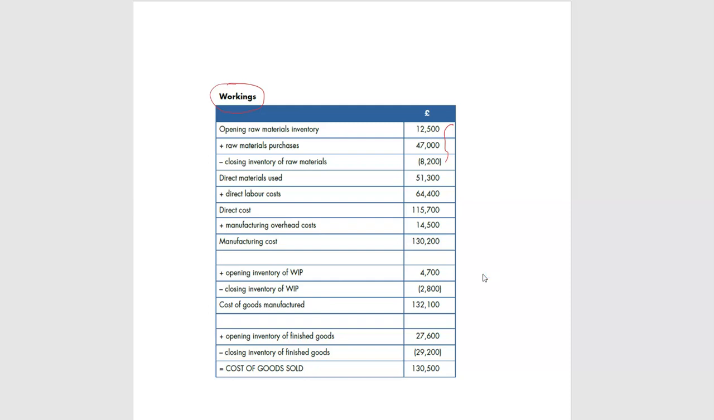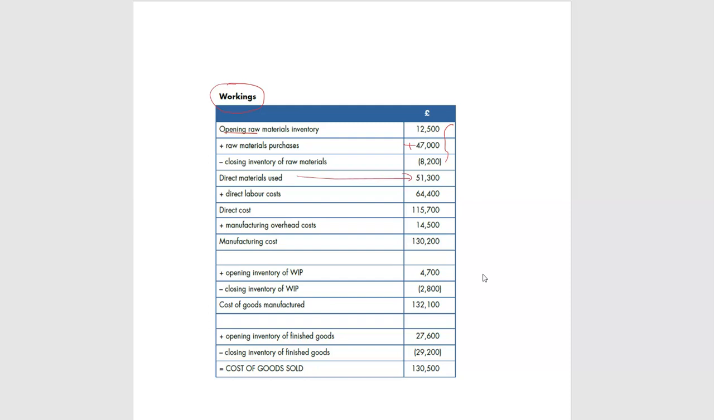So that gives me the direct material used. At the beginning I already had this material opening, which comes from the last period. I also buy this period 47,800, and I already have 12,500. When I completed my production I still have some closing raw material of 8,200. So how much material have I used? I have used 51,300.